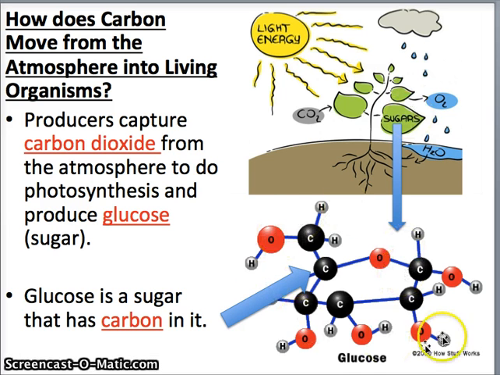And this is a picture of glucose. If you were to use a very powerful electron microscope, you would be able to see the structure of glucose. And you can see glucose is a type of sugar that has carbon in it. The black C represents carbon. O is oxygen, H is hydrogen. When you rearrange atoms like this, it makes glucose. So glucose has carbon. When we eat plants and eat glucose, we are putting carbon back into our bodies.